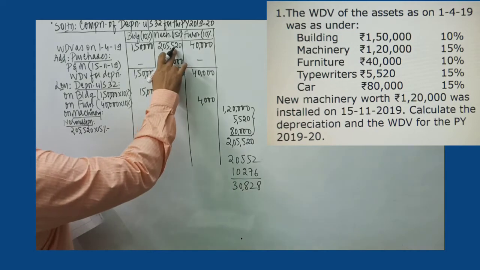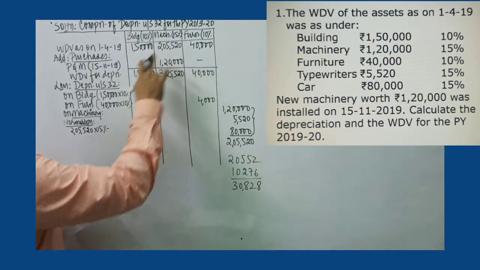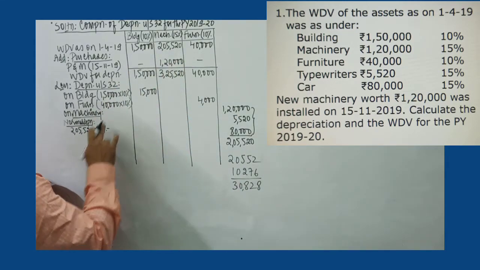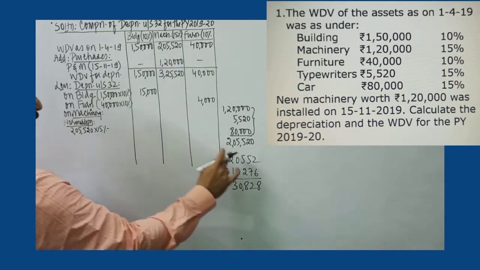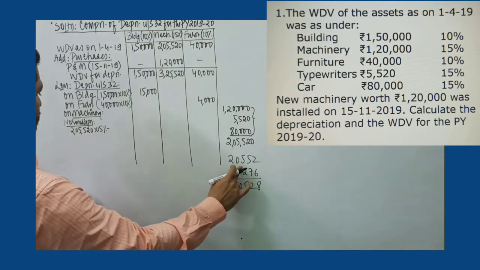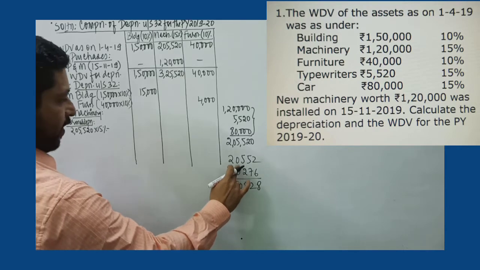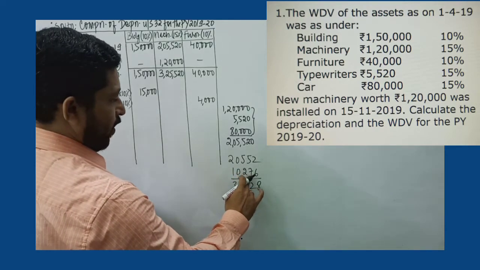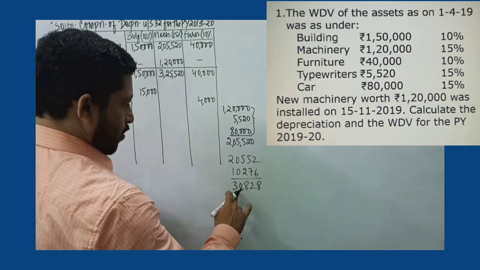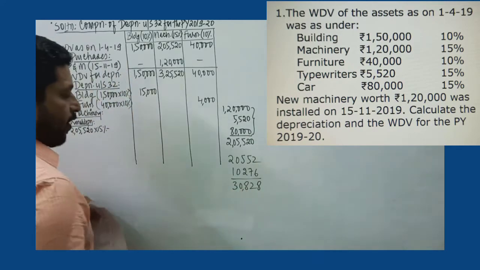So 2,05,520 at the rate given at 15%. 15% is the rate. So 20,552 plus a half of that, 10,276. Yes. So total will be 30,828.